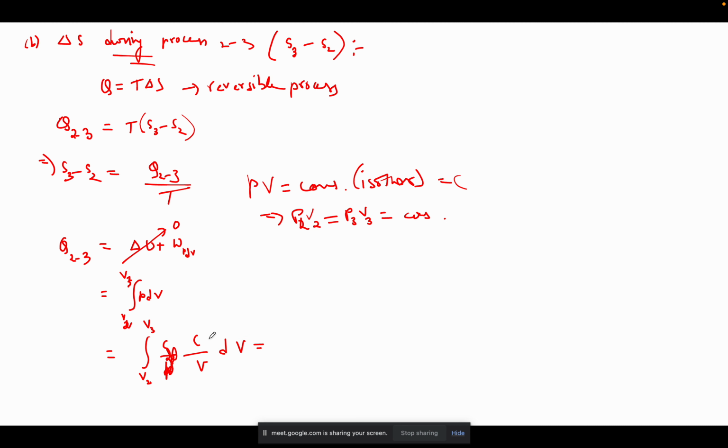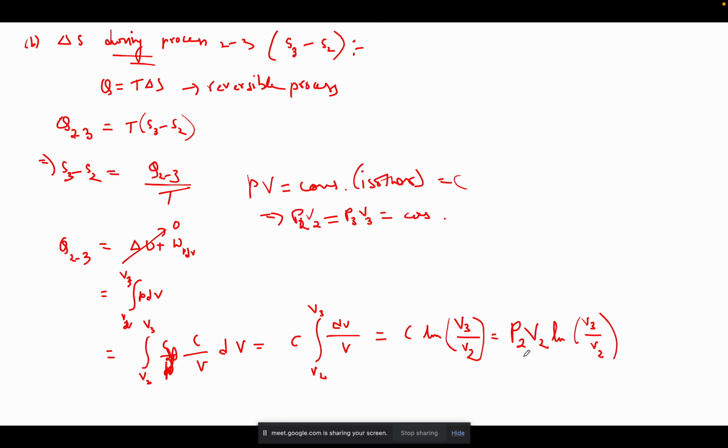Now I take this constant C outside, so it is C times the integral from V2 to V3 of dV by V. So this will be basically C ln V3 by V2, basic integration: dV by V gives ln of the upper limit divided by the lower limit. What is C? This C can be P2 V2 or P3 V3, whichever is comfortable for you. So I will first put P2 V2 ln V3 by V2. Now we know P2, but we don't know V2.